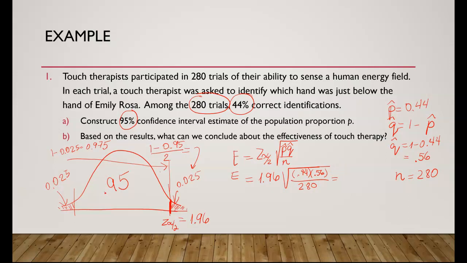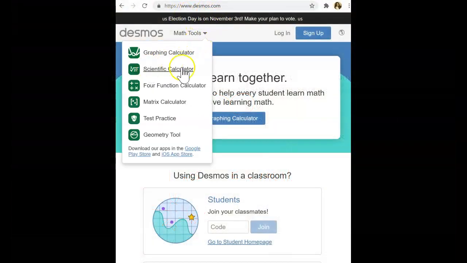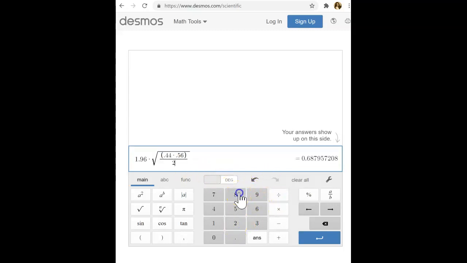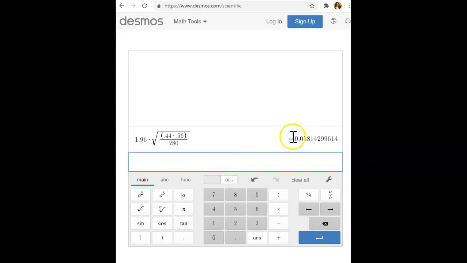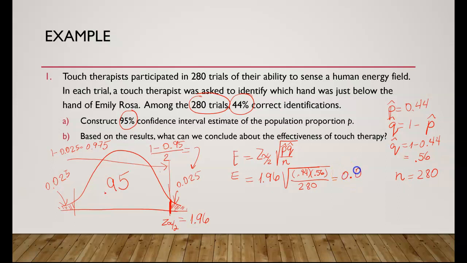I'm going to use Desmos Scientific Calculator. Go to desmos.com, Math Tools, click on Scientific Calculator, enter the values in the formula: 1.96 times square root of 0.44 times 0.56, put it in the parentheses because we need to divide this product by 280, enter, equal to 0.05814, rounded to 3 significant digits, 0.0581.